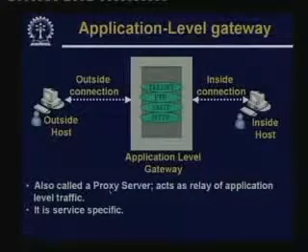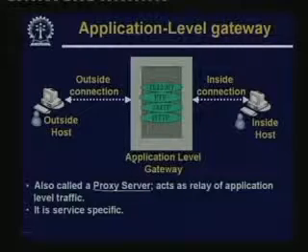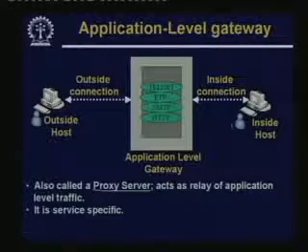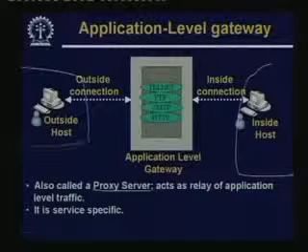Okay? Fine. Now, the second kind of firewall is called an application level gateway. This is more commonly called a proxy server. But typically this application level gateway is not a dedicated box like a router. This is typically a computer. This application level gateway or the proxy server sits between your internal network and your outside internet.